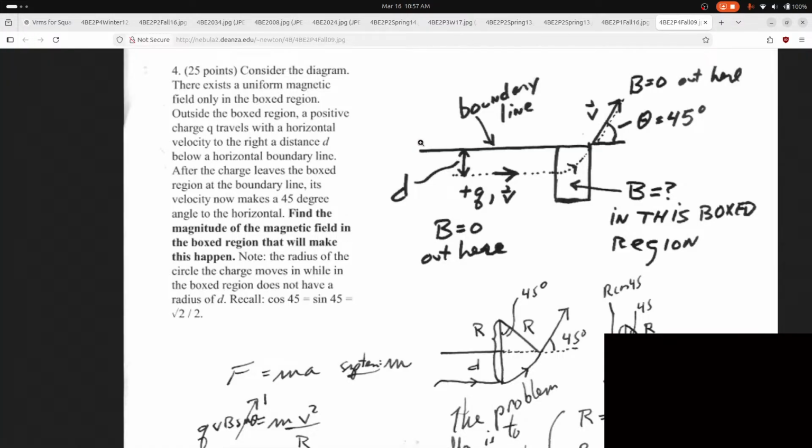Okay, consider the diagram. There exists a uniform magnetic field only in the boxed region. Outside the box region, a positive charge Q travels with a horizontal velocity to the right, a distance d below the horizontal boundary line. After the charge leaves the box region at the boundary line, its velocity now makes a 45-degree angle to the horizontal. Find the magnitude of the magnetic field in the boxed region that will make this happen.